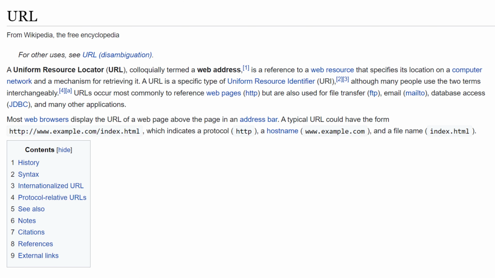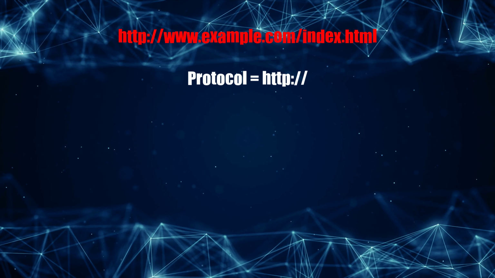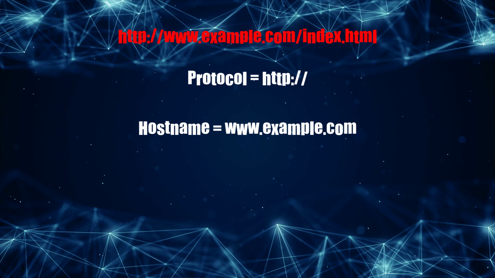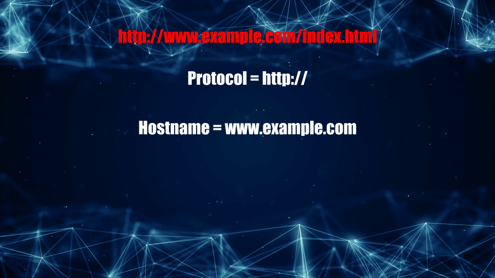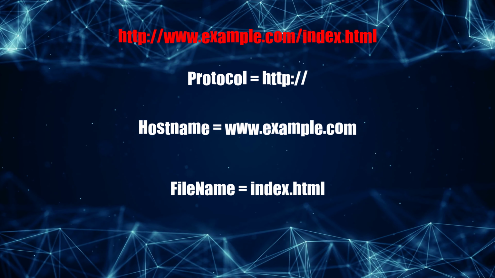Now, it goes on to say most web browsers display the URL of a web page above the page in an address bar. A typical URL could have the form of, and we have an example of a URL here. When you break down this URL, you can see that there are different components. As it says here, HTTP indicates the protocol. The host, where you are, is indicated by the host name. And the file name, the actual asset we want to reference, is indicated by the asset name.